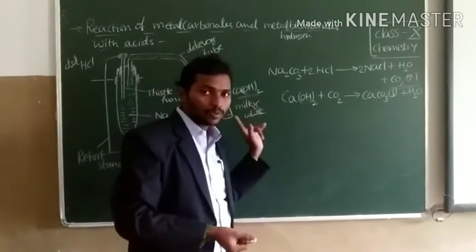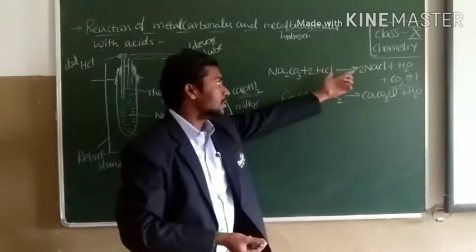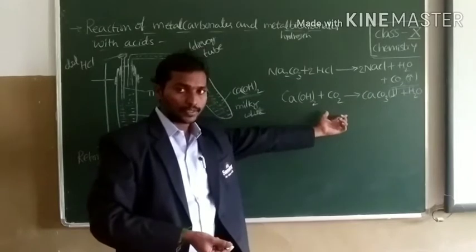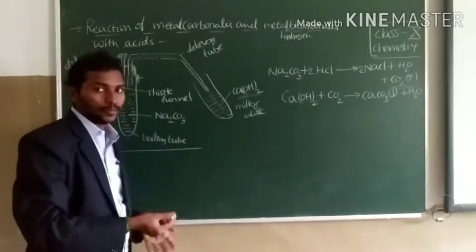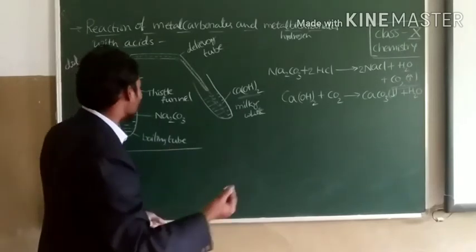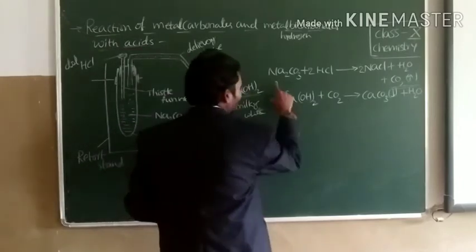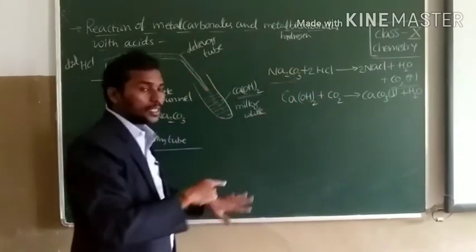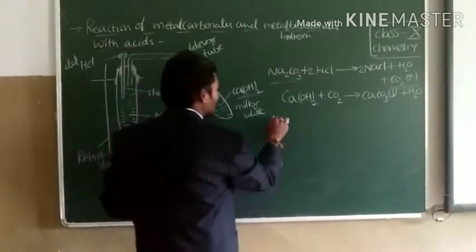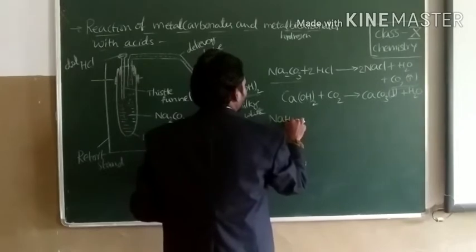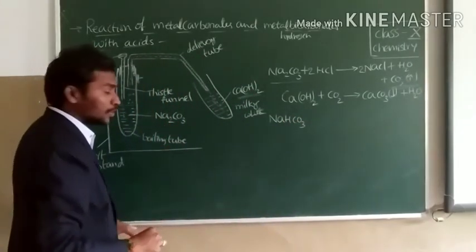So here metal carbonates react with acids which release carbon dioxide gas. Now repeat the activity with metal bicarbonates. Na2CO3 is sodium carbonate. This is an example of a metal carbonate. A metal bicarbonate, or metal hydrogen carbonate, example is sodium bicarbonate, NaHCO3. Now replace sodium carbonate by sodium bicarbonate solution.